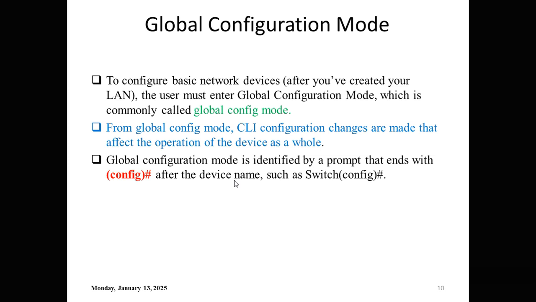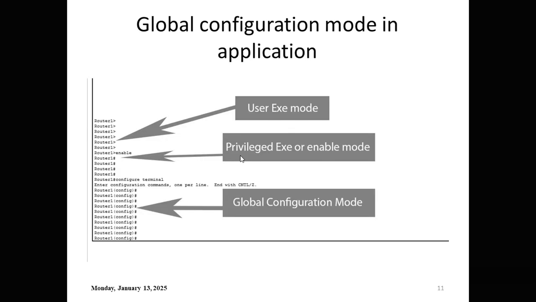Global configuration mode. To configure basic network devices after you've created your LAN, the user must enter global configuration mode, which is commonly called global config mode. From global config mode, CLI configuration changes are made that affect the operation of the device as a whole. Global configuration mode is identified by a prompt that ends with config hash after the device name, such as switch config, and then that symbol.